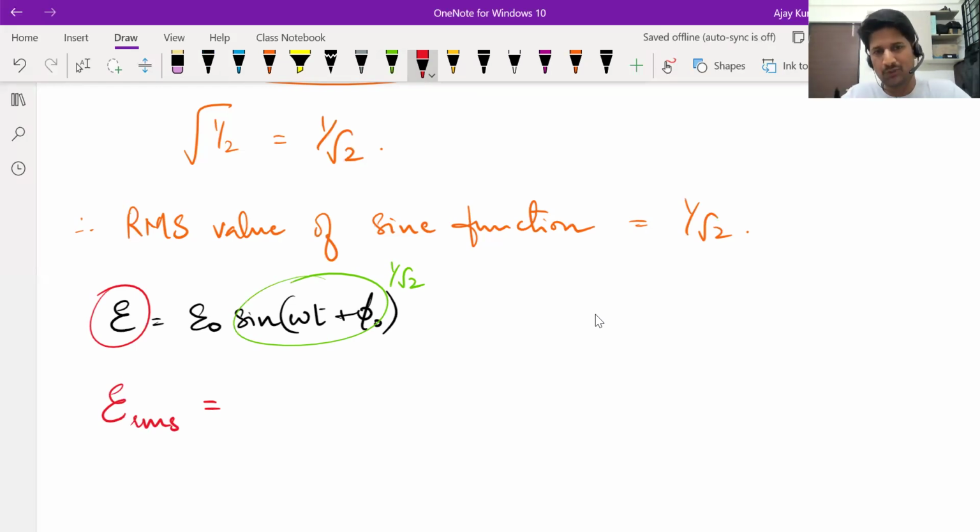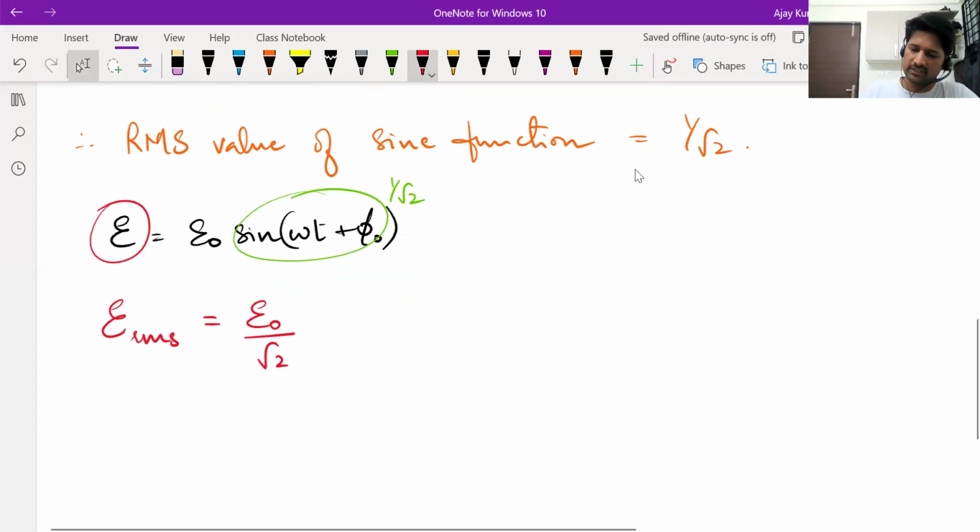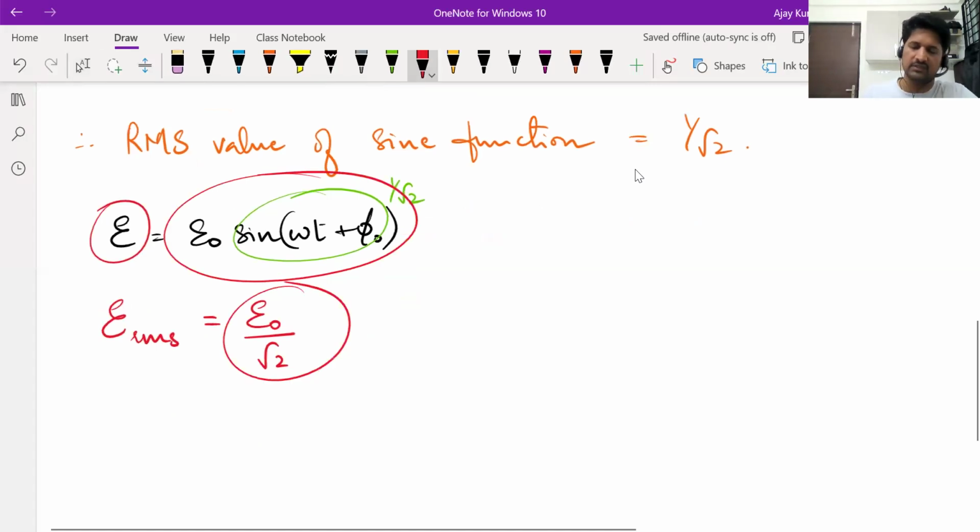The sine part's root mean square value we got, and the sine part is multiplied with a constant E naught. So what will the overall root mean square value be? E naught by root 2. That's all. So for this function, the RMS value is just the peak value divided by root 2.